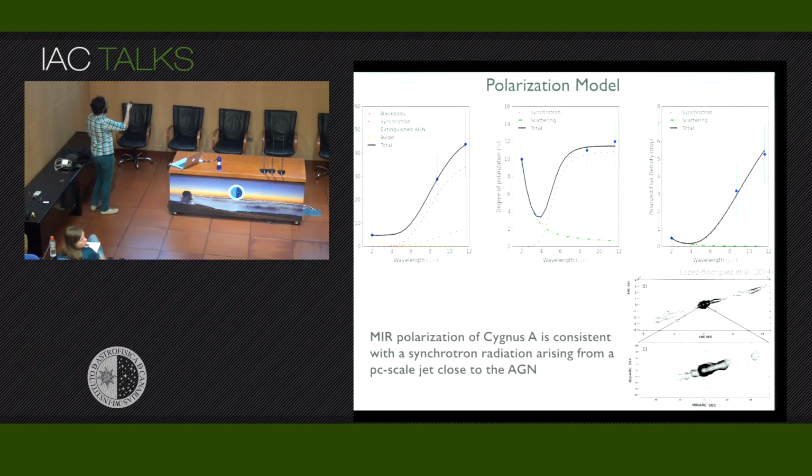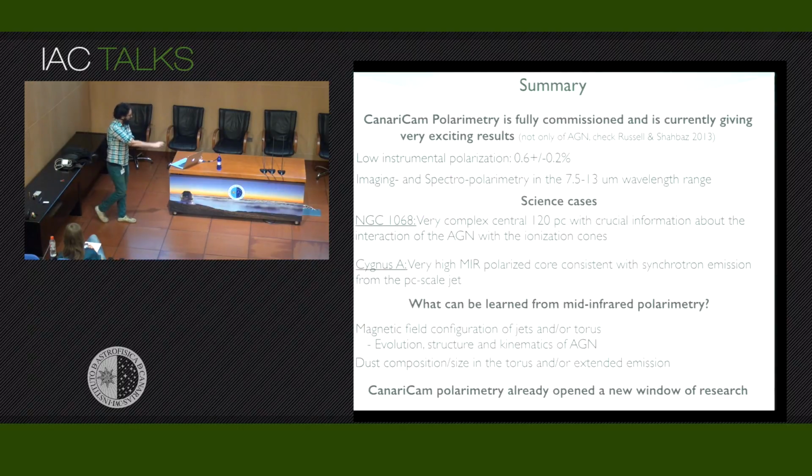So we suggest that the jet is highly polarized, and also that the magnetic field geometry is parallel to the direction of the jet, which is expected. So just to finish, the summary is that CanariCam is fully commissioned and currently going, giving very exciting results, but not only in AGN. There is also a paper published by people here at the IAC, from Tariq Shahbaz and Russell in 2013, using cataclysmic variables.